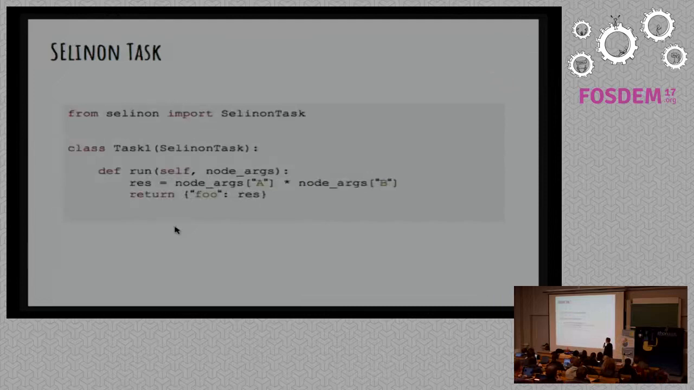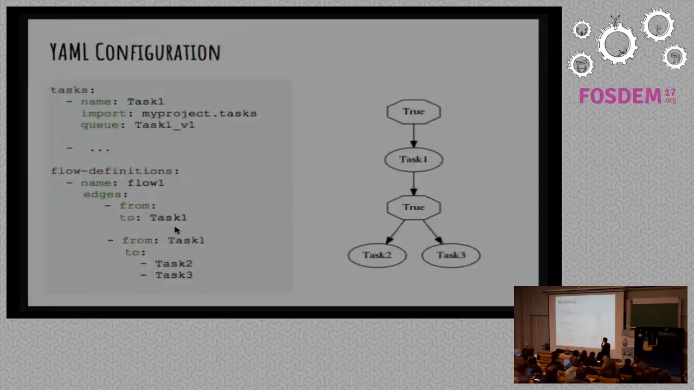Here's an example of a Selinon task. You just import Selinon task, you derive from it, and you provide a method called run, and that's the input of the task. Then you return your result. That's all. Then you provide the YAML configuration file.